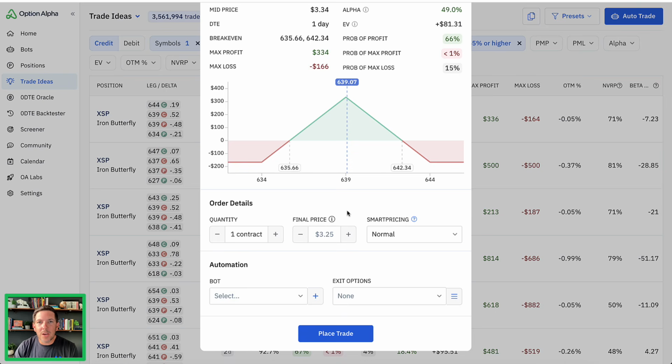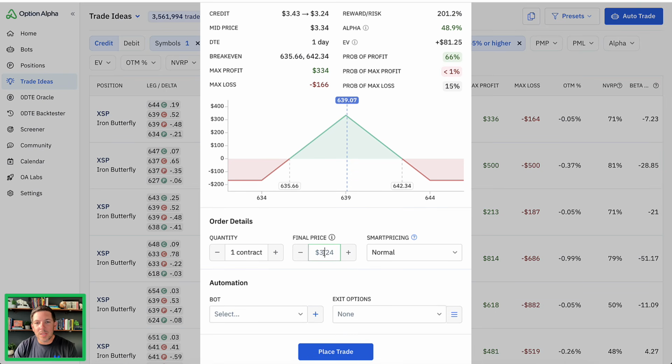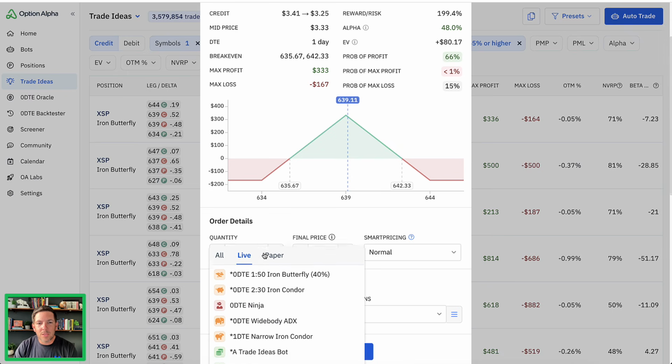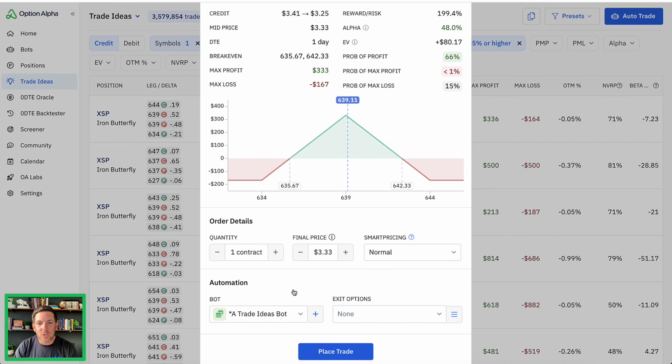So if I want to get in this position, I would just set my final pricing here. We'll do 333, which is about a penny under mid price. We'll use normal smart pricing, so it tries multiple prices if we can. We're going to select the bot that we want to put this one into. I'll put it into my live bot, which is just my trade idea bot. The trade idea bot for me is just a housing place that's connected to my brokerage account. In this case, it's connected to my TradeStation account, and it can help manage all of my exit options.